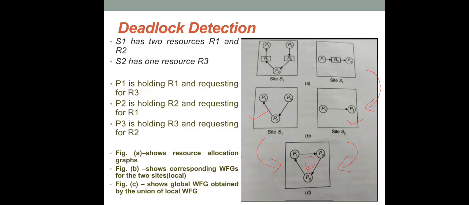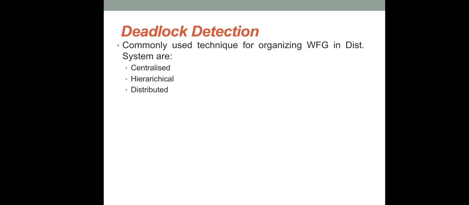An edge can be a request edge or an assignment edge. So if we go to site S2, R3 is being held by P3. So a message will be generated by S2 saying that R3 is allotted to P3. Another message will also be generated by S2 saying that P1 is requesting R3. So every edge will be translated into a message, and that will be sent to the central coordinator.